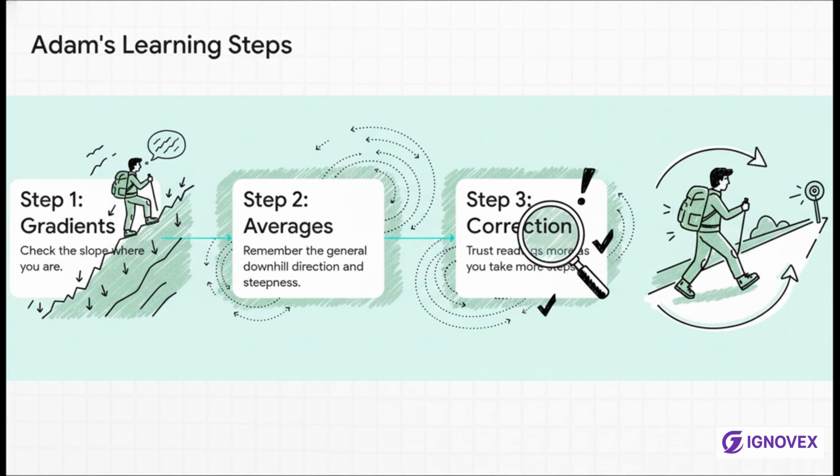Now this is where it gets really cool, watching how Adam is like our smart hiker. So first, you check the slope right where you're standing. That's step one, computing the gradients. But you don't just rely on that one spot.